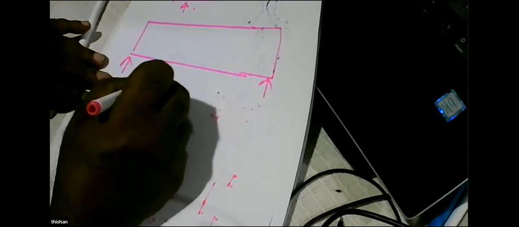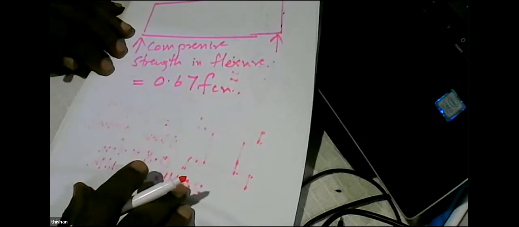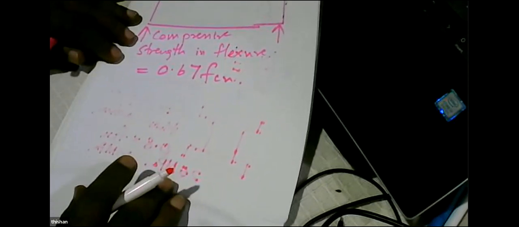Then what we do is, we are testing the cube in compression, but we use this value to design a beam in flexure. So the compressive strength in flexure is equal to 0.67 times FCU. The actual strength is 0.8 times FCU, but because we use compressive strength and relate it to the flexural strength, we say the strength is 0.67 times FCU.